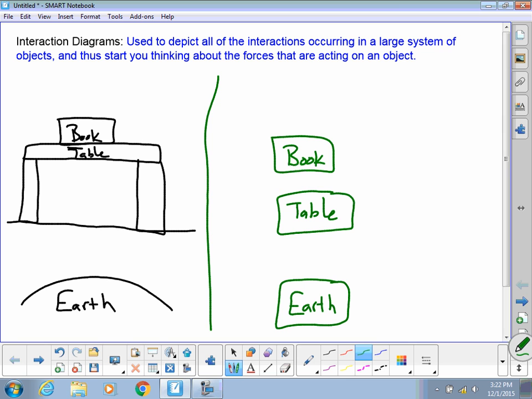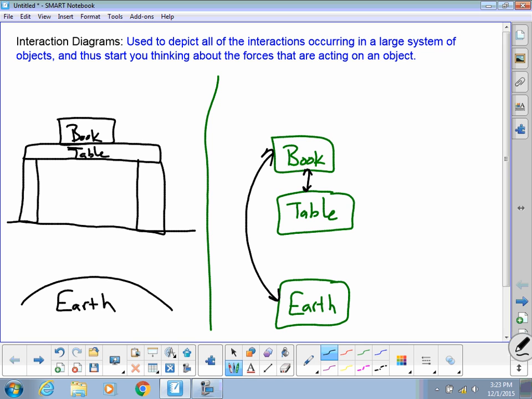So every object that's in this large system, we give it its own box, circle. It really doesn't matter what the shape is. But then we start asking ourselves, okay, with all these objects, are things interacting with each other? Well, we spent all hour yesterday talking about the interaction between the book and the table. And so we draw a little line right there between those two. So they interact with each other. And we know that the book, because I did an example where I held it up and then released it, was attracted to the earth. And so we have that interaction as well.